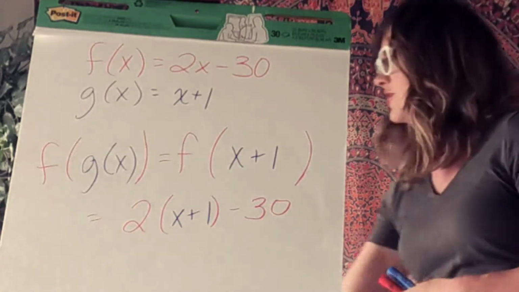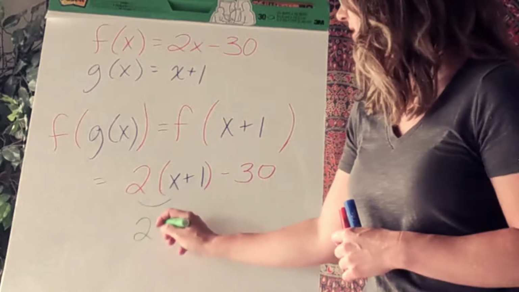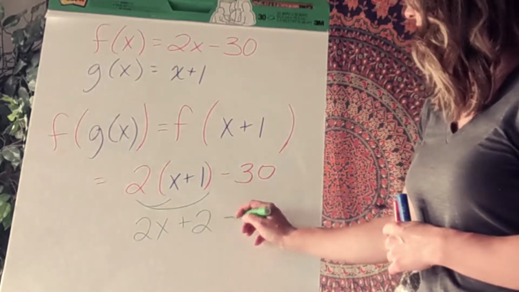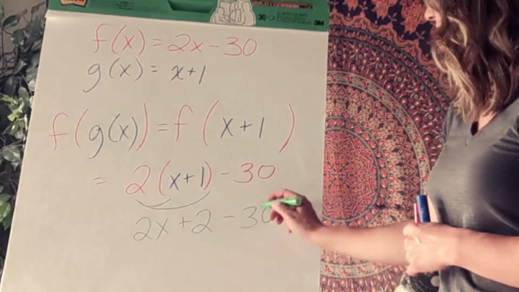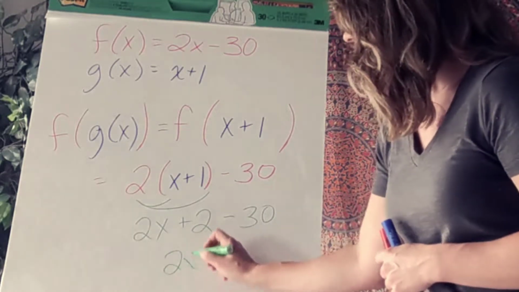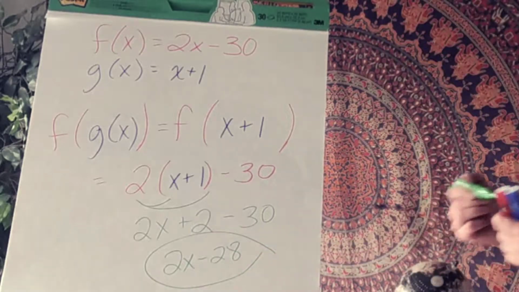Alright? Now, if I want to go ahead and fully simplify this, I can use distributive property. 2 times x is 2x. 2 times 1 is 2. And then I'm not forgetting to subtract 30 on the end. Positive 2 cancels 2 of my negatives and leaves me with 28 negatives. So this would be f of g of x.